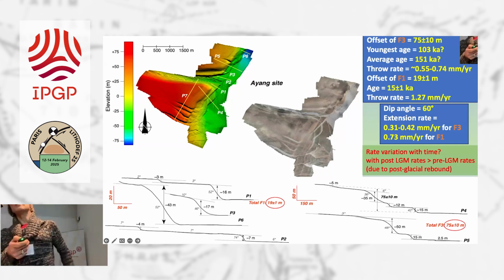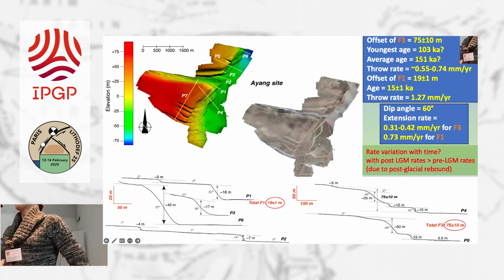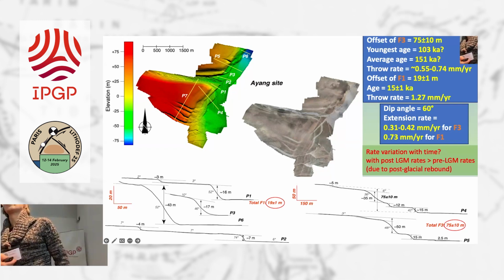Same for the extension rates, since we take the same dip angle. So we have low extension rates for older surfaces and a bit faster extension rate for the youngest surfaces. So we might infer that there's a temporal rate variation with rates for post-last glacial maximum surfaces being faster, maybe due to post-glacial rebound.